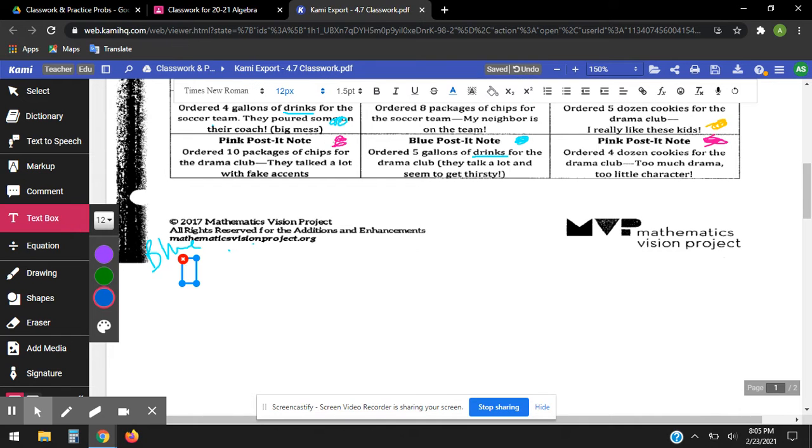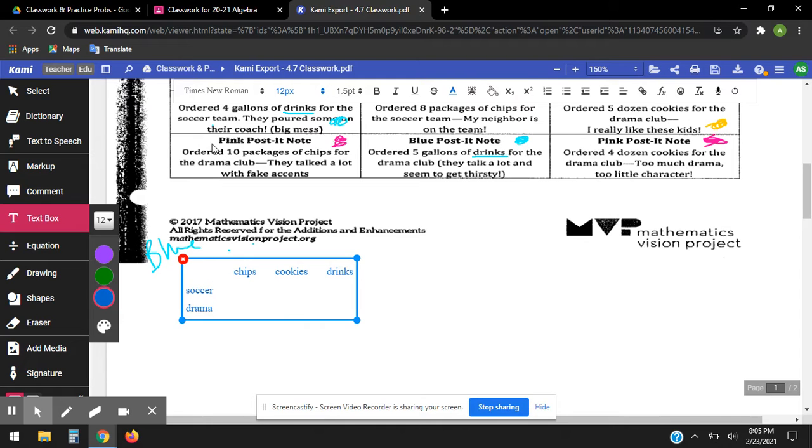All right. So in blue, we know we have across the top, space over here, we're going to have chips, cookies, and then drinks. Then across the bottom, we need each of those for the soccer team and the drama team.